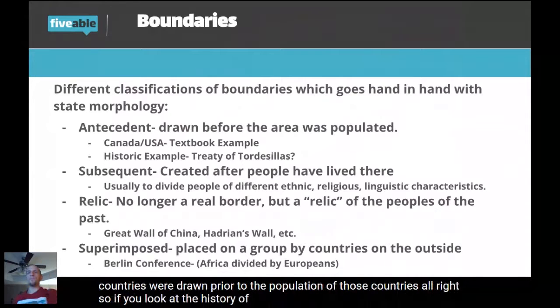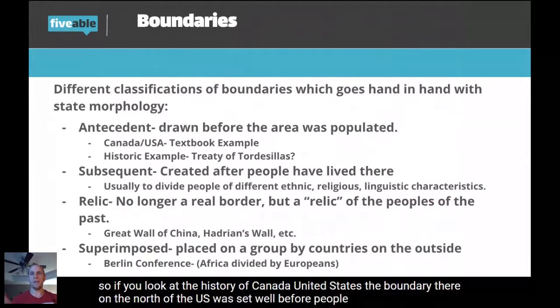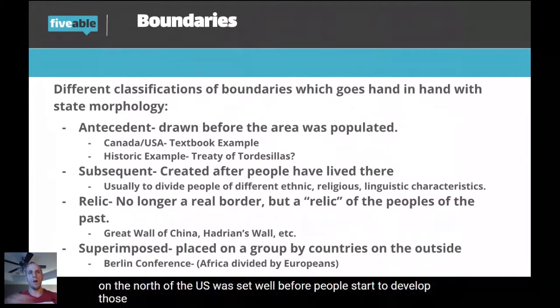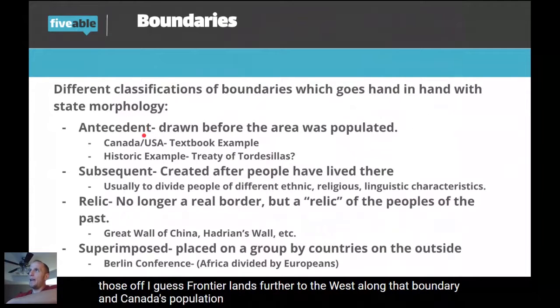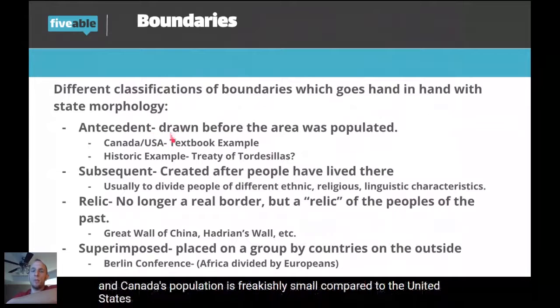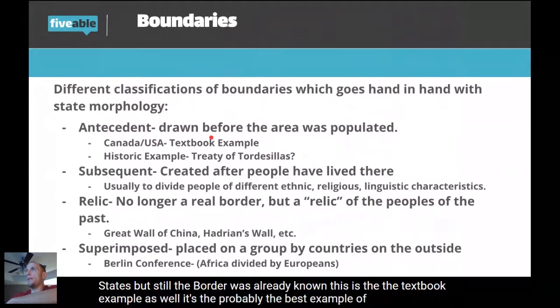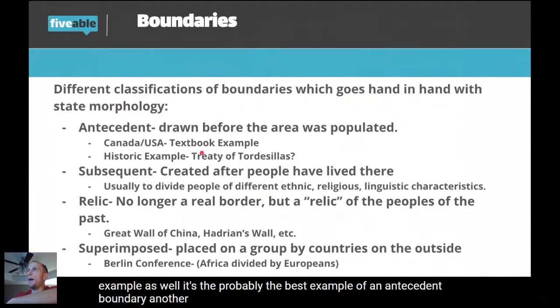So if you look at the history of Canada and the United States, the boundary on the north of the U.S. was set well before people started to develop those frontier lands further to the west along that boundary. And Canada's population is freakishly small compared to the United States. But still, the border was already known. This is the textbook example. It's probably the best example of an antecedent boundary.